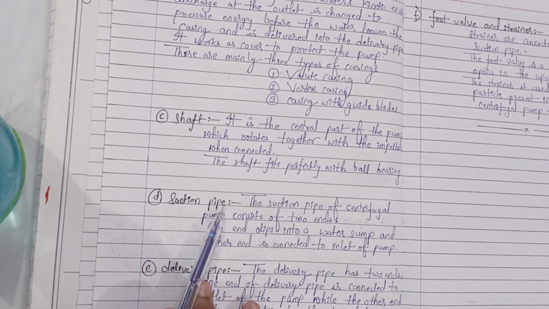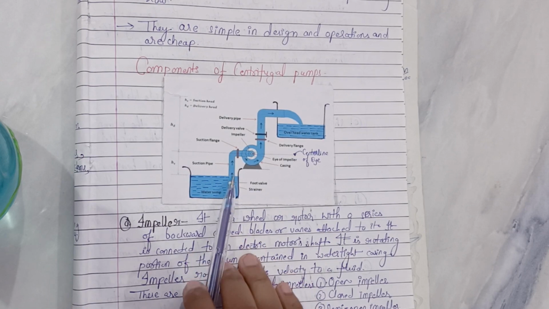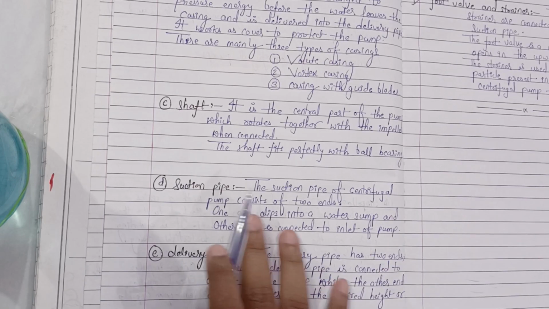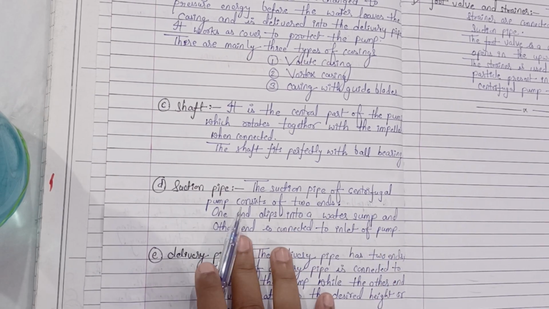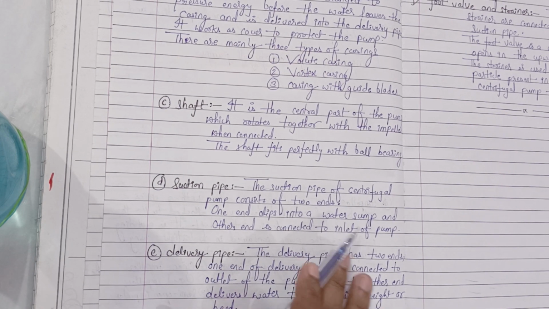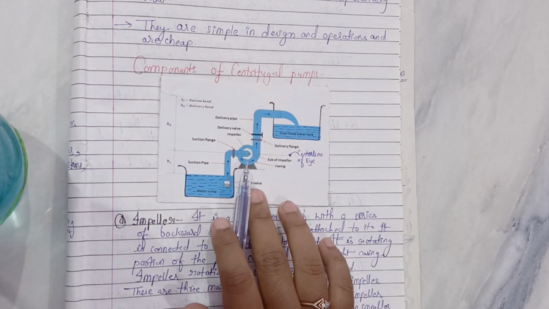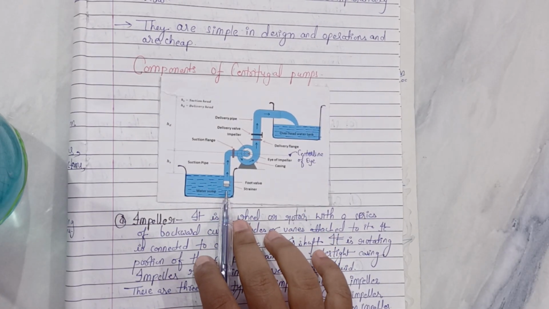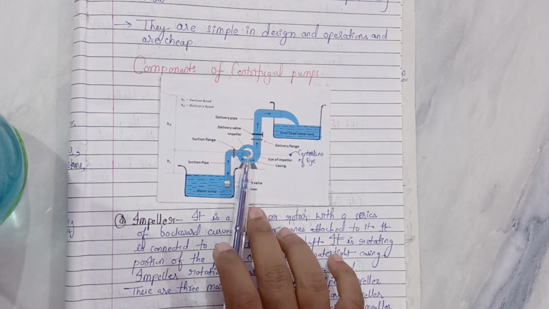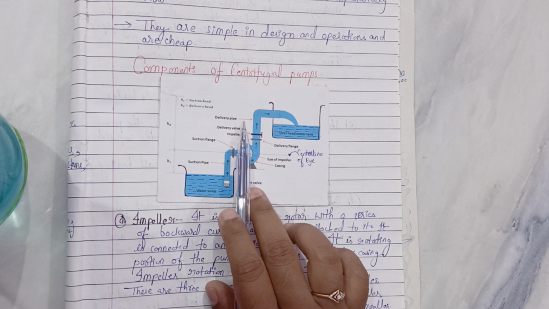Next is your suction pipe. In the centrifugal pump, this is your suction pipe. The suction pipe of a centrifugal pump consists of two ends. One end dips into the water sump and the other end is connected to the inlet of the pump. And this is your delivery pipe.